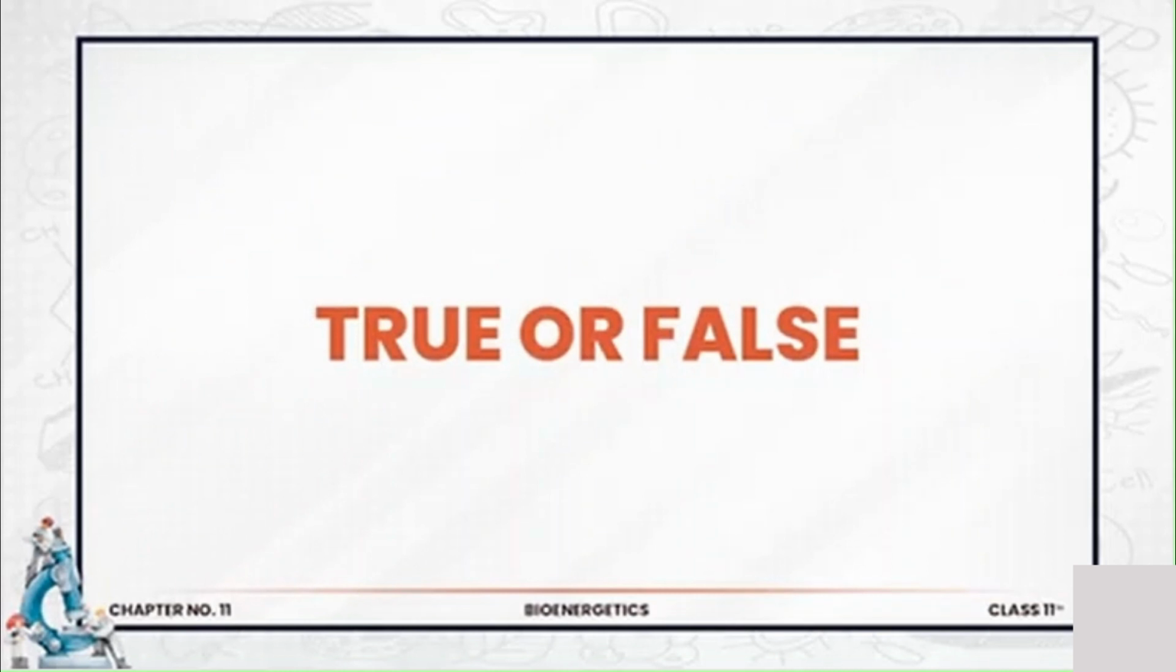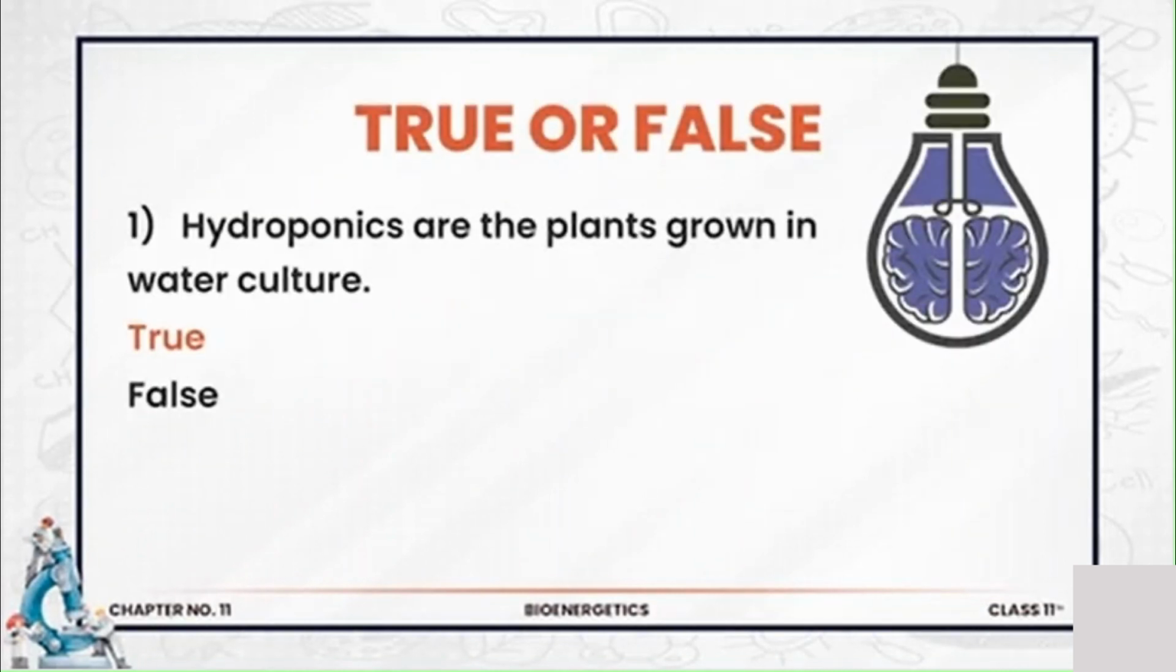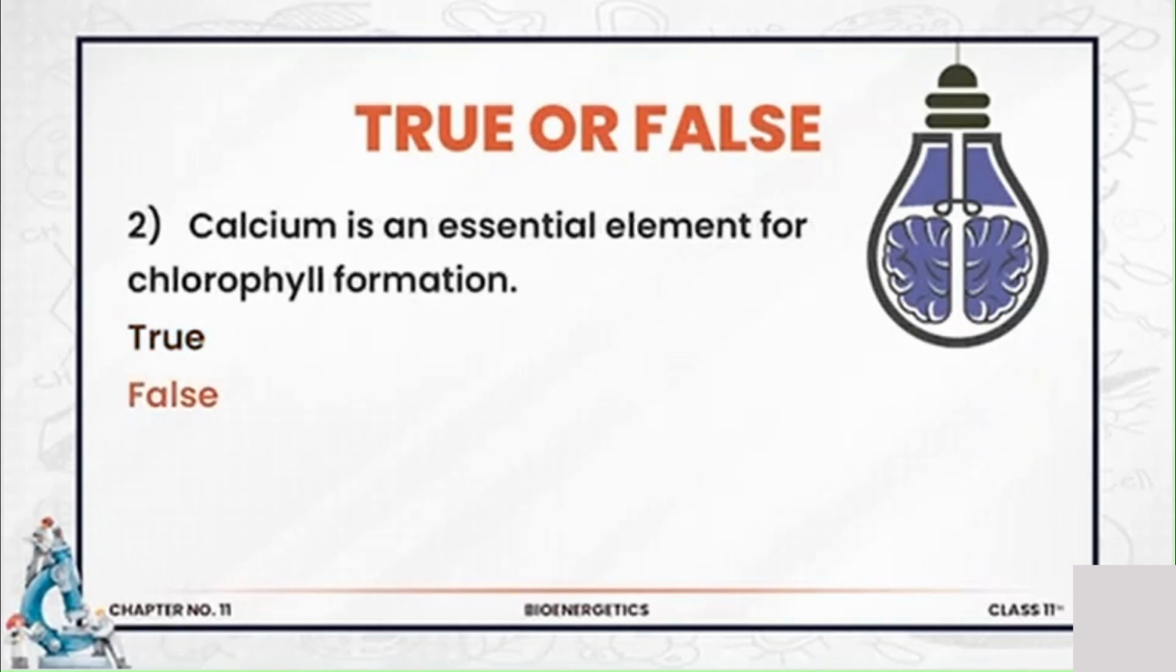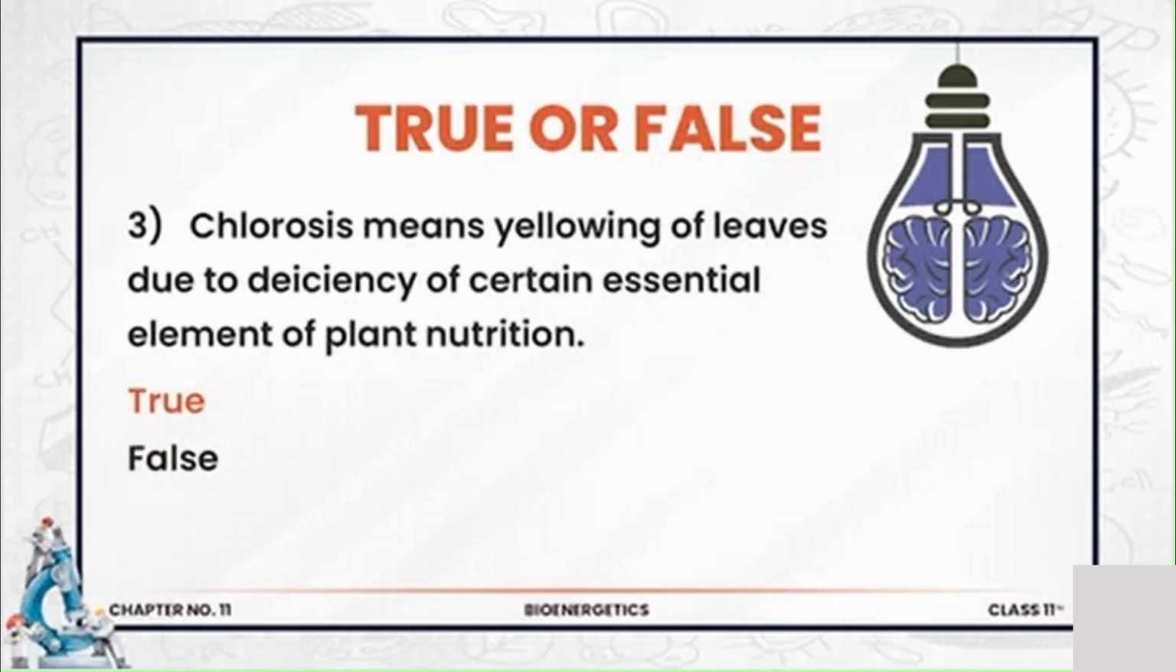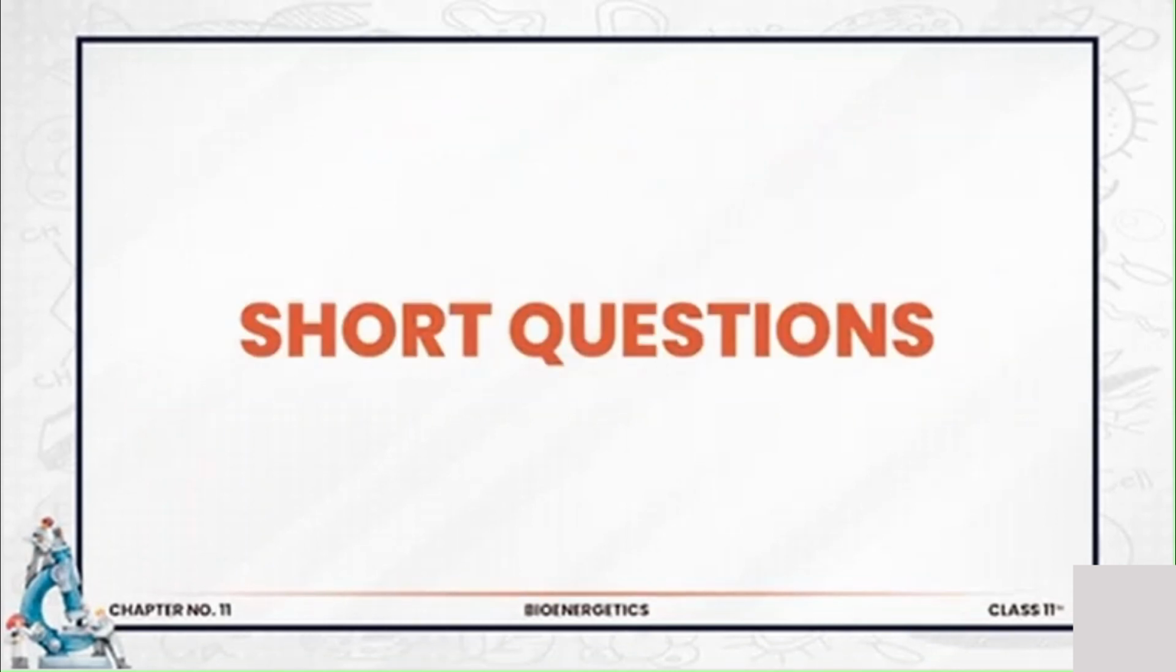Question number 2, write whether the statement is true or false and write the correct statement if it is false. The first statement is hydroponics are the plants grown in water culture. Yes, it is true. We studied this in chapter number 1. Statement number 2, calcium is an essential element for chlorophyll formation. That is false. For chlorophyll formation, magnesium and nitrogen are needed, not calcium. Clear? Magnesium is more important for it, as a central metal atom. And nitrogen as well because it forms the pyrrole rings. Number 3, chlorosis means yellowing of leaves due to the deficiency of certain essential elements of plant nutrition. Yes, it is true. Now, short questions.